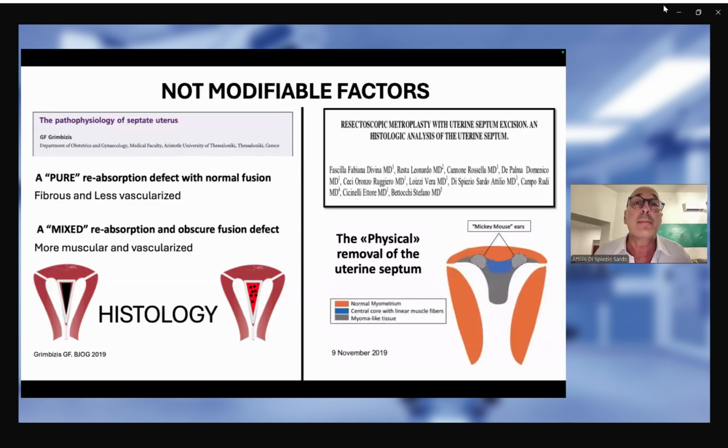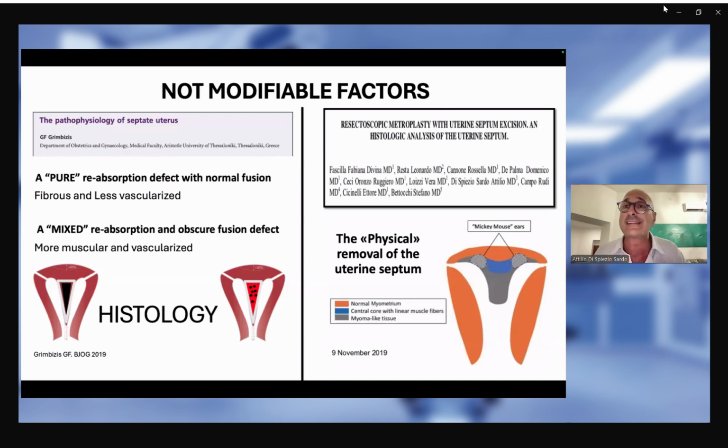But why can the surgery of the septate uterus be frustrating? Because there are some factors that are not modifiable, because not all the septa are the same. Read this editorial of Grigoris Grimbizis. It's amazing because he describes that septa are not all the same. There are septa that are more fibrotic, less vascularized, and other septa, more difficult to treat, that are more muscular and more vascularized. And probably this is the reason why the results of surgery can be different.